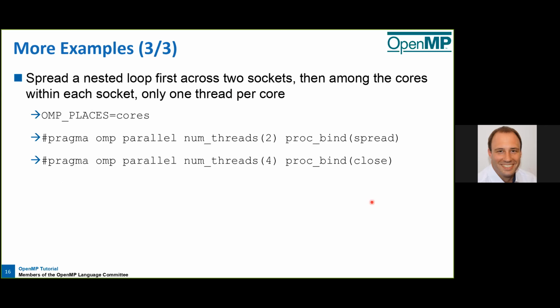Again, this is a little bit more complicated. Spread a nested loop, first across 2 sockets, then among the cores within each socket, only 1 thread per core. So we say OMP places equals cores. Spread the nested loop first across 2 sockets, so we have num_threads 2, proc bind spread. And then within the inner parallel region, num_threads 4, proc bind close. So this will achieve the binding.